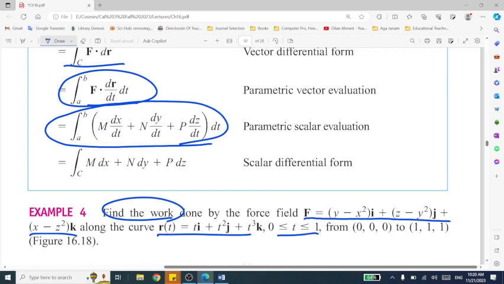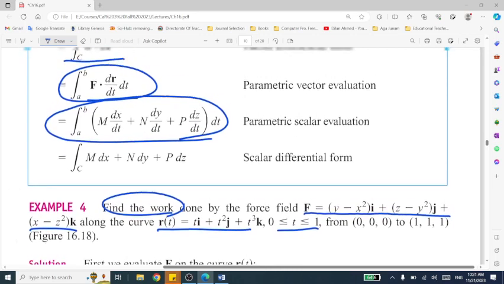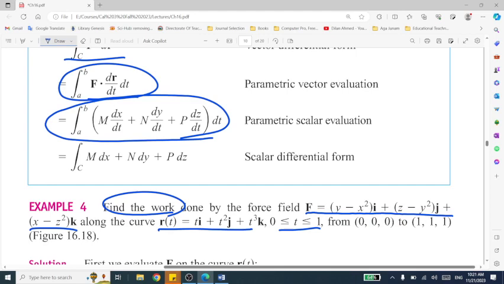How? Which one? How do you solve it? Which method can be applied? First step: F of r(t). You remember? So I'm gonna find F of r(t).